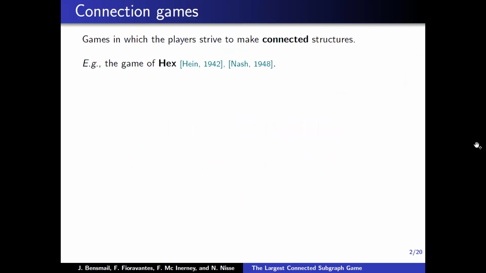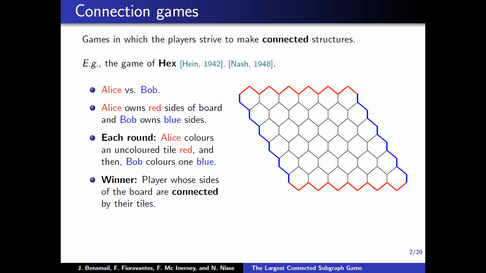First, I'll talk to you about connection games, which are games in which the players strive to make connected structures. For example, the game of Hex, which is very famous. In the game of Hex, there's Alice versus Bob. Alice owns the red sides of the board, and Bob owns the blue sides. And in each round, Alice first colors an uncolored tile red, as such, and then Bob colors one blue. And the winner is the player whose sides of the board are connected by their tiles at the end.